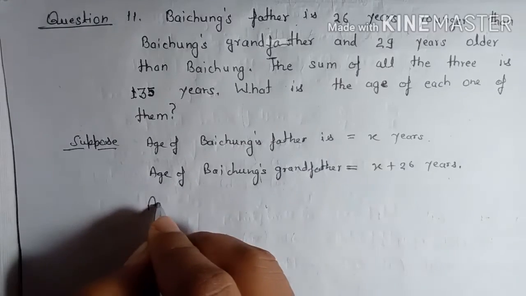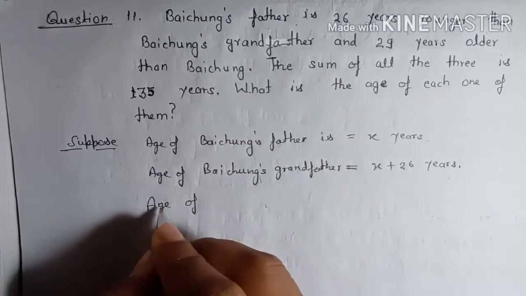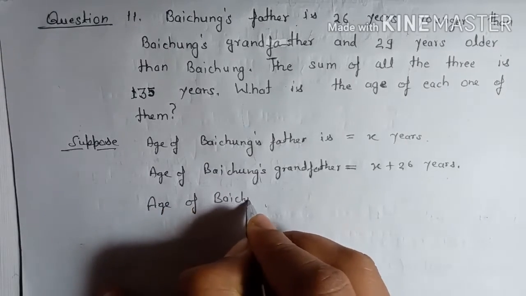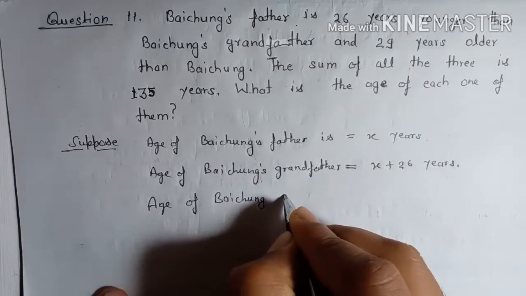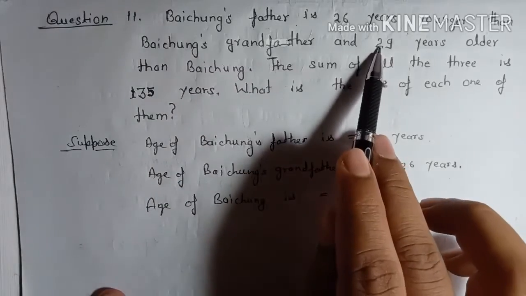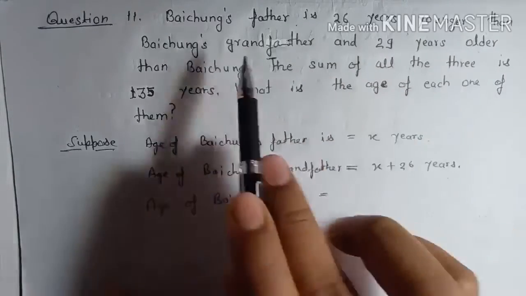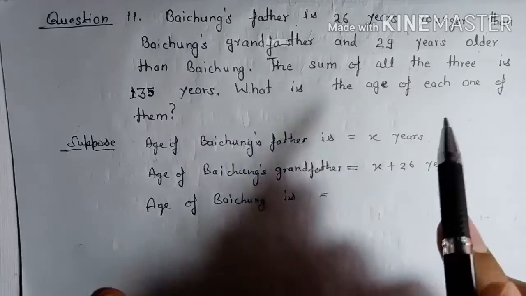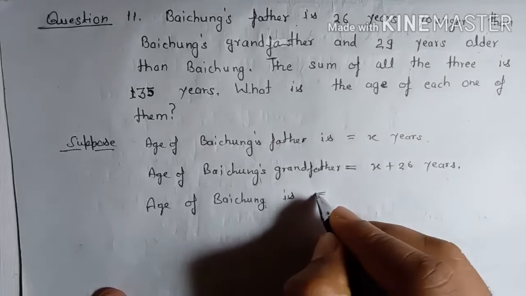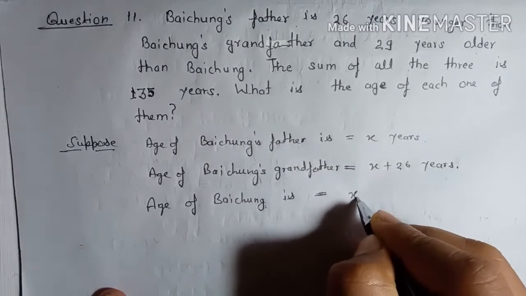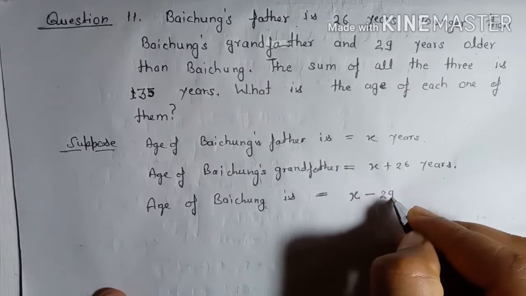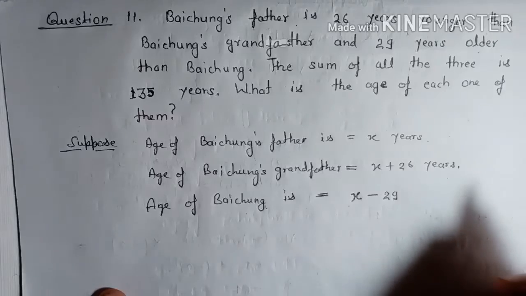Means age of that boy who is Baichung is what? It is said that his father is 29 years older than him. It means he is 29 years younger than his father. So you can write here, if age of his father is X, and you subtract 29 years from this age, you will get the age of Baichung.